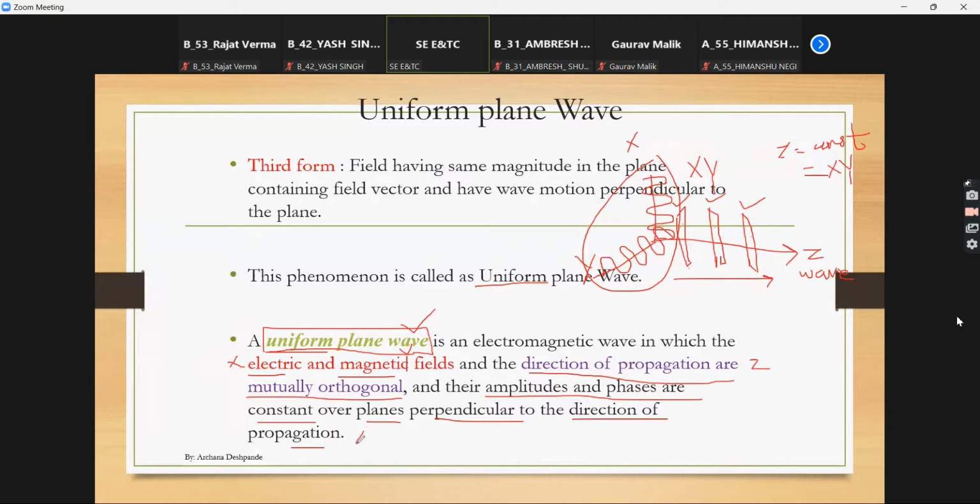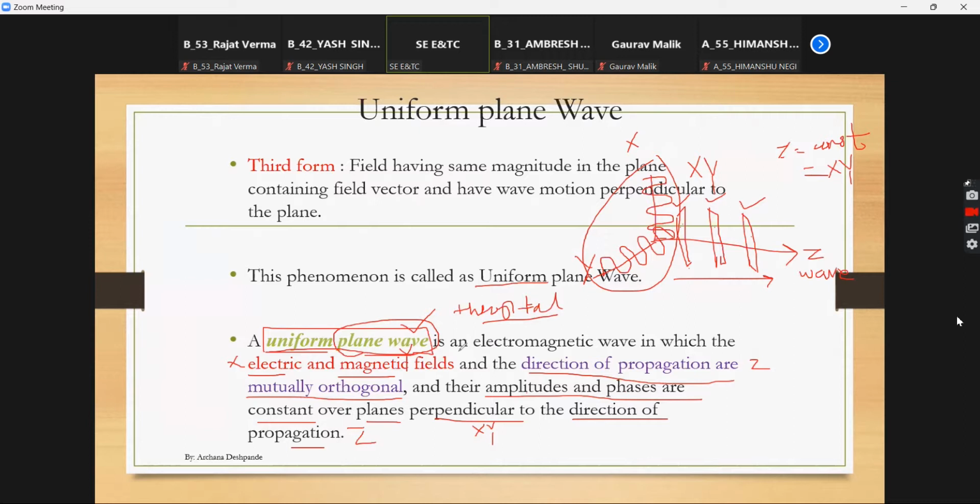So if the direction of propagation is z, then the perpendicular plane will be the xy plane. So in the xy plane, the electric field and magnetic field amplitudes and phases will be constant. So this is one form of the wave, which is very much theoretical. In this A part, we are starting with the theoretical concept of a wave, which is ideally not possible. And in the B part, we are going to understand what is called the plane wave.